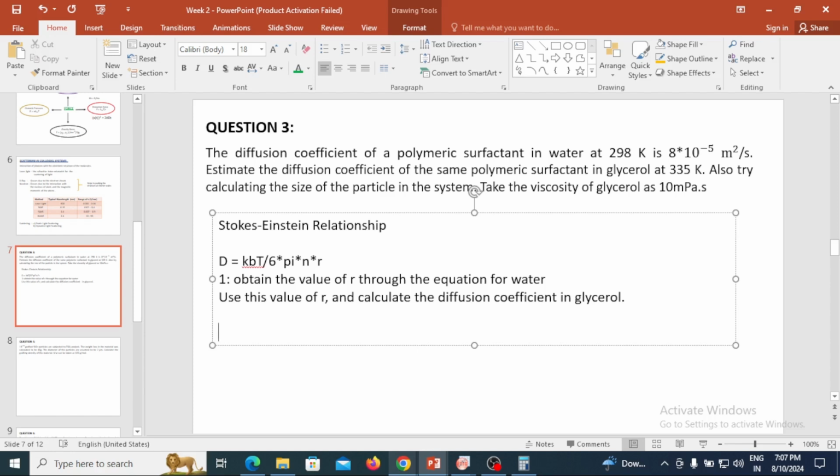So only the terms remaining are the unknowns. That will be nothing but your viscosity and the temperature. These are the only two parameters that will be varying, because we are not given any information about the radius of the particle in the different solvents.